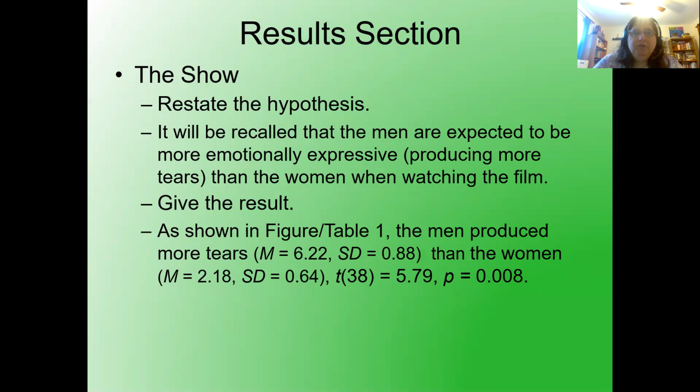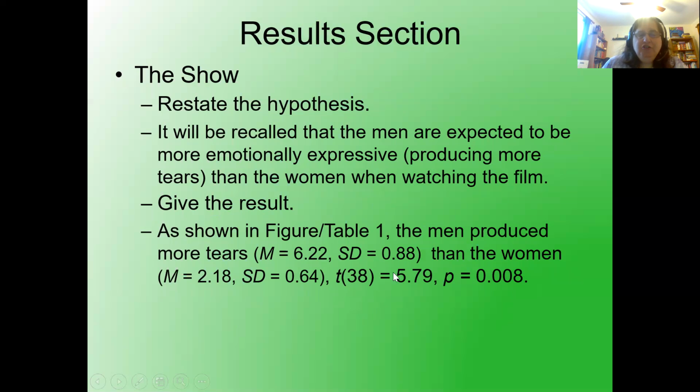As shown in figure or table 1, whichever one you want to do here, the men produced more tears, M equals 6.22, standard deviation equals 0.88, than the women, mean equals 2.18, standard deviation equals 0.64. Now here is the potentially tricky part. We've got to report our t-score. So how do we do that?